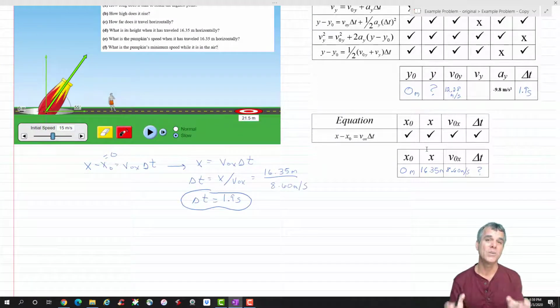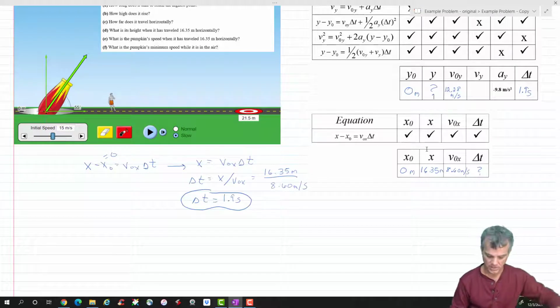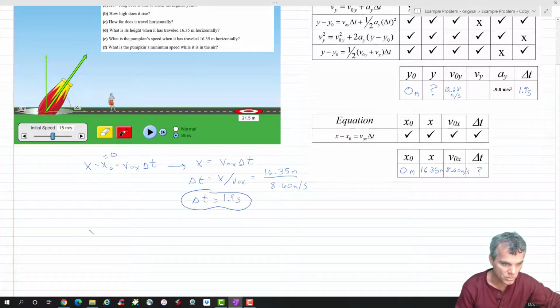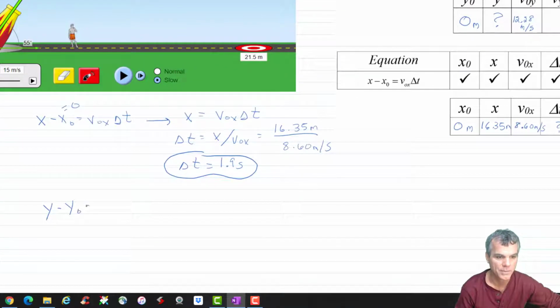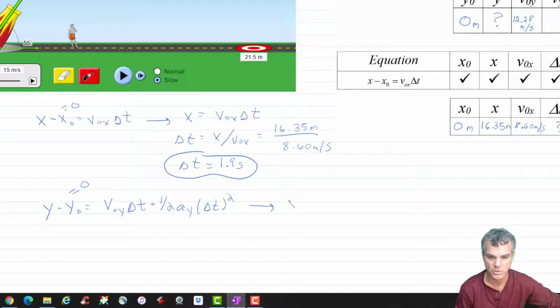So in this case, I do not have my velocity in the y direction at 1.9 seconds, so the only equation I can use is y minus y naught equals v naught y delta t plus 1/2 ay times delta t squared. My initial position in the y direction is 0, so this reduces to y equals v naught y delta t plus 1/2 ay times delta t squared.